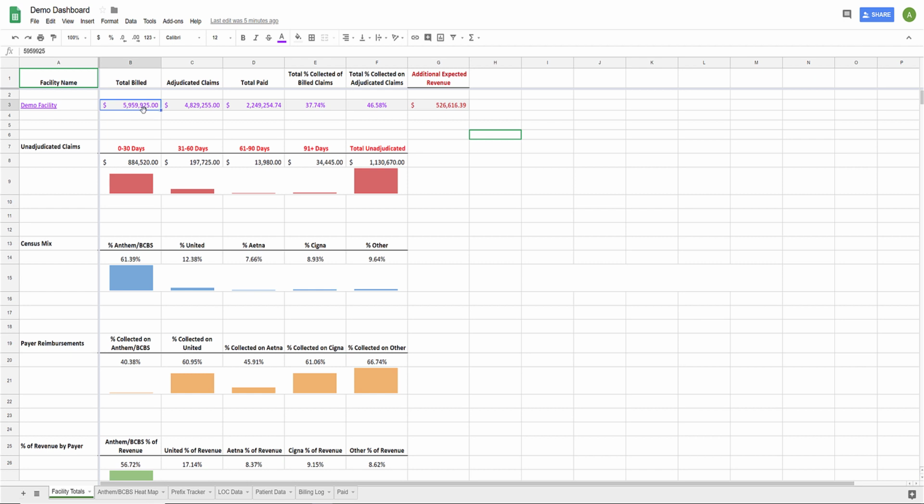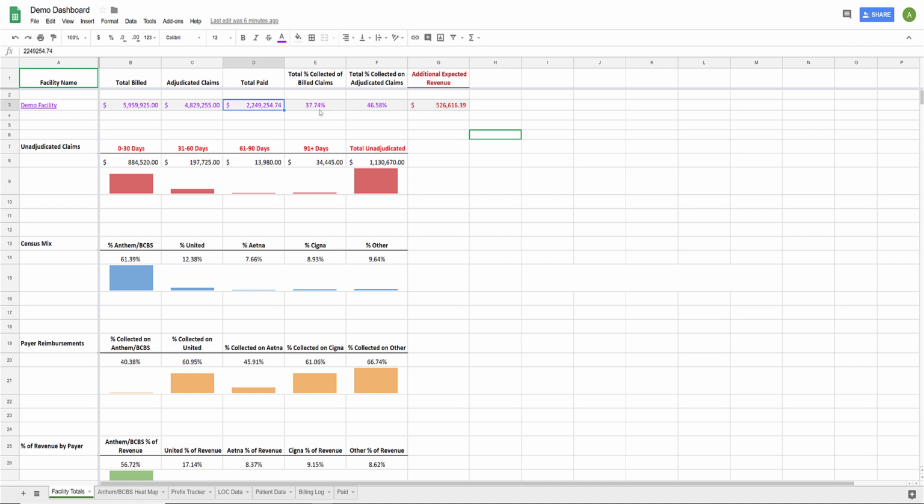And of those, about 6 million in claims, about 4,829,000 have adjudicated. Okay, adjudicated means they've just gone through the adjudication cycle and either paid, denied, or some finalized action has taken place. So of that 6 million, about 4.8 has adjudicated, meaning there's about, it looks like 1.130 in unadjudicated claims, which is right here. So that's just that number there minus that number there. On that 4.8 million, approximately 2.24 million or 2.25 million has been paid.